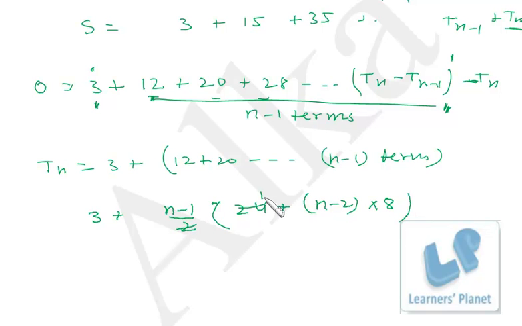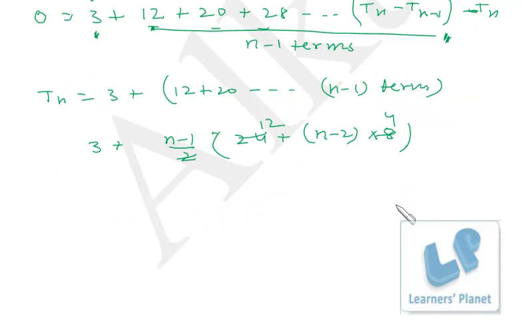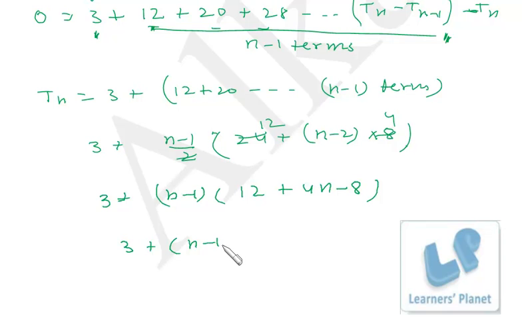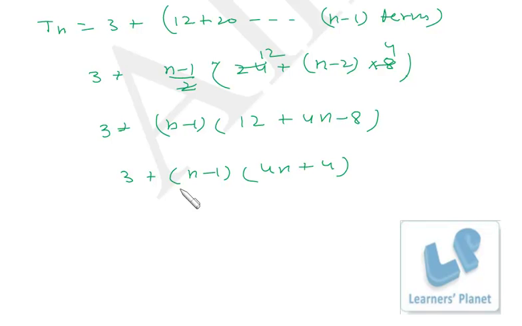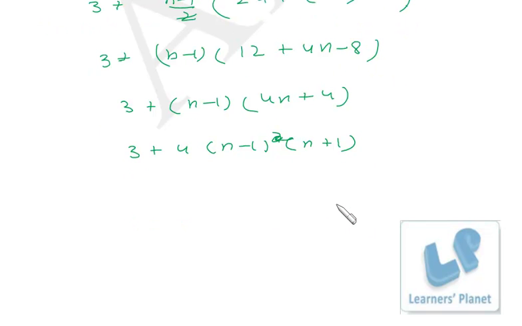Okay, so it can be cancelled. 3 plus (n minus 1) into 12 plus 4n minus 8. So it is 3 plus (n minus 1)(4n plus 4). Okay, 4 I can take common. So 3 plus 4 (n minus 1)(n plus 1). Further it is 3 plus 4 (n square minus 1), or if we simplify, it is 3 plus 4n square minus 4, so it is 4n square minus 1.